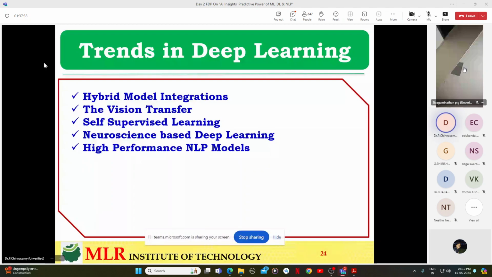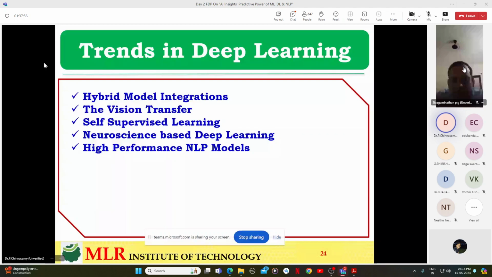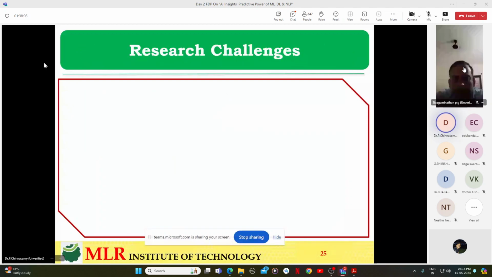Because NLP involves the largest computations on machines, if you want it, we should enhance the performance of NLP models, right? So there also research is currently going on. Now, we have current research going on in DL, but still we have a question: what are the research challenges we are still facing in DL models?